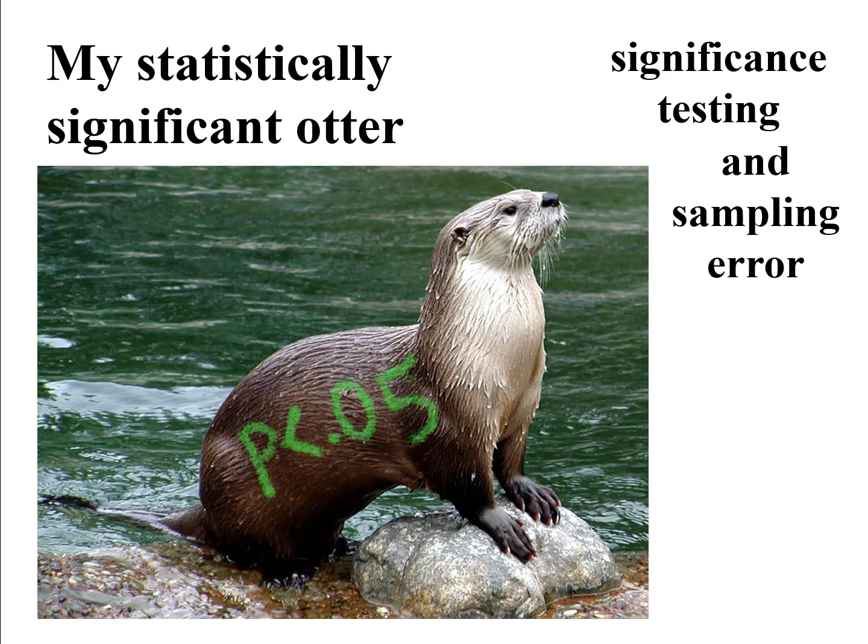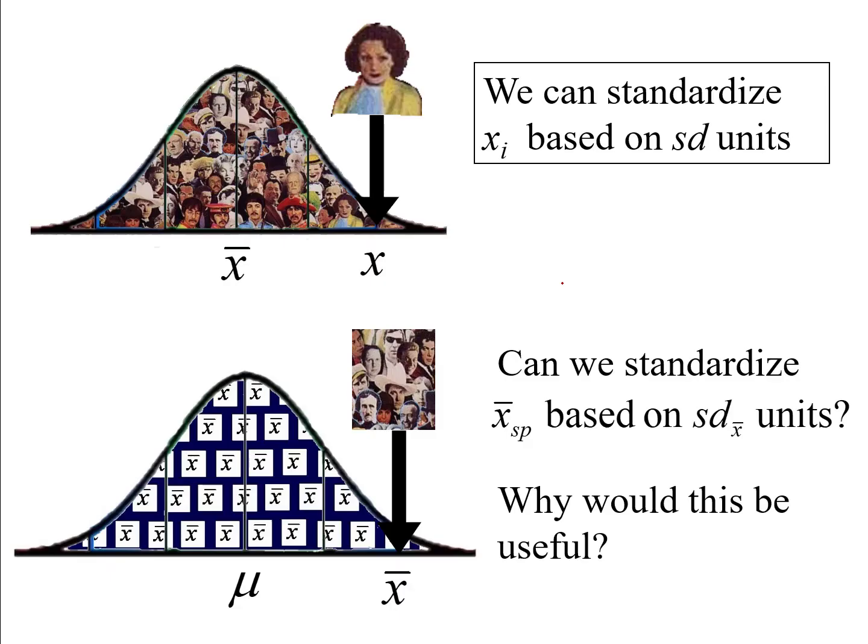So let's see how we can use the concept of sampling error to do significance testing. What we're going to be doing here is some things with distributions of sampling error that are very similar to things we've already done with distributions of cases from a sample.